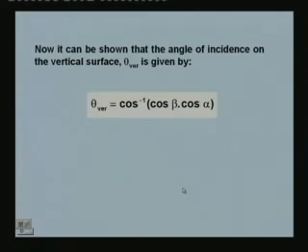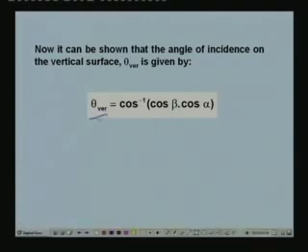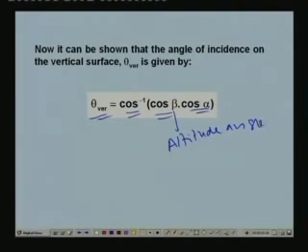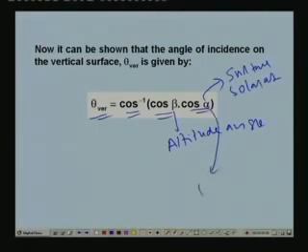Now, it can be shown that the angle of incidence, because ultimately this is what is important to us, on a vertical surface is given by this relation: theta vertical is equal to cos inverse within brackets cos beta into cos alpha. Cos beta, as you know, is altitude angle, and alpha is your surface solar azimuth angle. Okay. And the expression, as you have seen, is a function of your gamma and zeta, right.